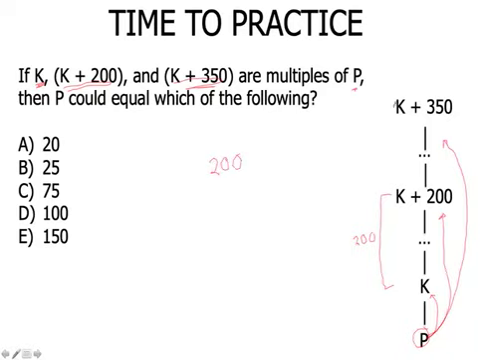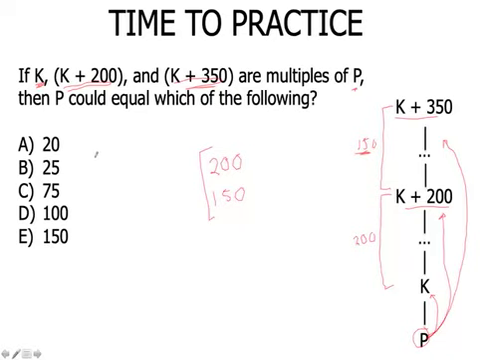What else? Well, what's the distance between k plus 350 and k plus 200? It's a distance of 150, right? I went 150 more to get there. So that means also, since k plus 350 is a multiple of p and k plus 200 is a multiple of p, that 150 must be a multiple of p. So whatever number I pick here has to be a factor of both of these two numbers. Or, put differently, both of these two numbers have to be a multiple of whatever number I pick.